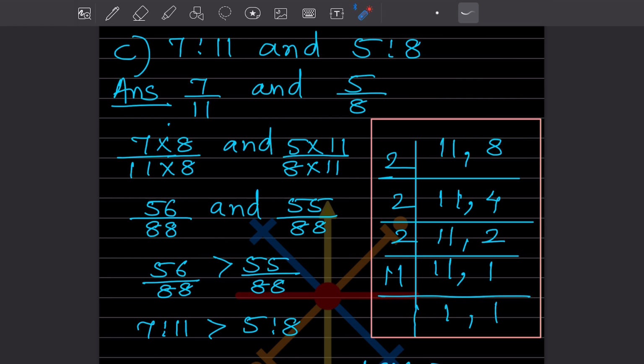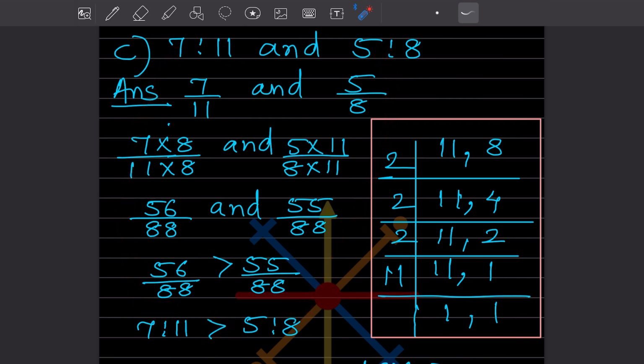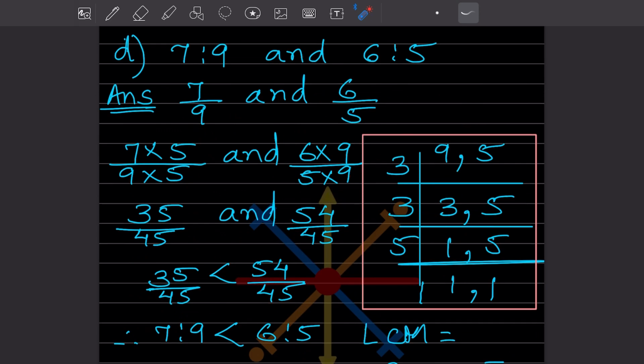So now we'll look at this one. 56 and 55. So 56 is the bigger number. The denominators are the same, so you have to open the mouth over here. And then you write the final one in the form of a ratio. The sign remains the same. Now the next one also the same.